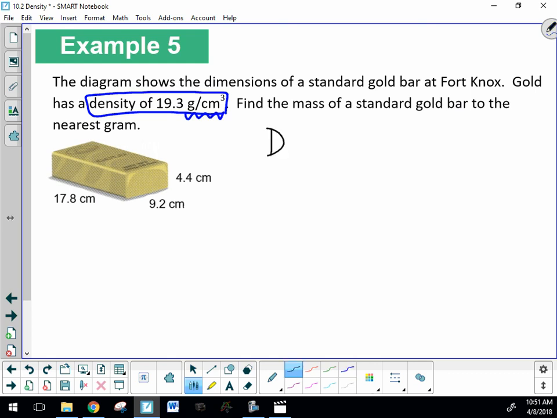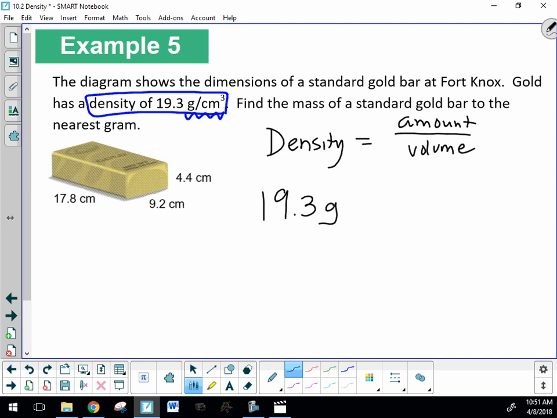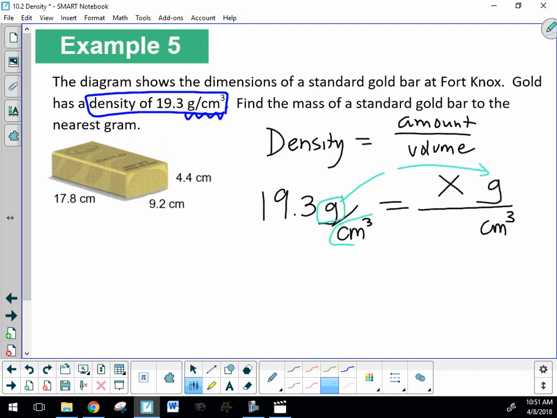So if we're setting up our equation, the fact that the density is 19.3 grams per cubic centimeter is telling us that the amount is going to be measured in grams and the volume is going to be measured in cubic centimeters. And it tells us specifically that the grams are going to be on top and that the cubic centimeters are going to be in the bottom. So you can use the units to help you set it up if you're confused for a minute.